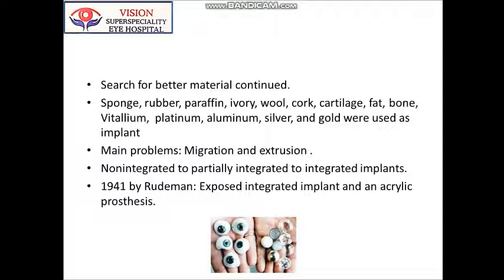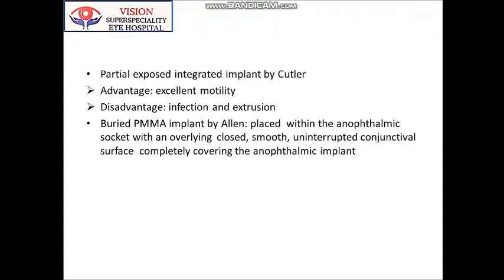Implants progressed from non-integrated to partially integrated to integrated implants. Rolf Rudermann in 1941 introduced the first exposed integrated implant and an acrylic prosthesis. Cutler developed a partially exposed integrated implant similar to the Iowa implant. These implants did have excellent motility, but infection and extrusion were common complications. Then it was Allen who discovered a buried non-spherical polymethyl methacrylate, or PMMA, implant, an implant that has been placed within the anophthalmic socket with an overlying closed, smooth, uninterrupted conjunctival surface, completely covering the implant.